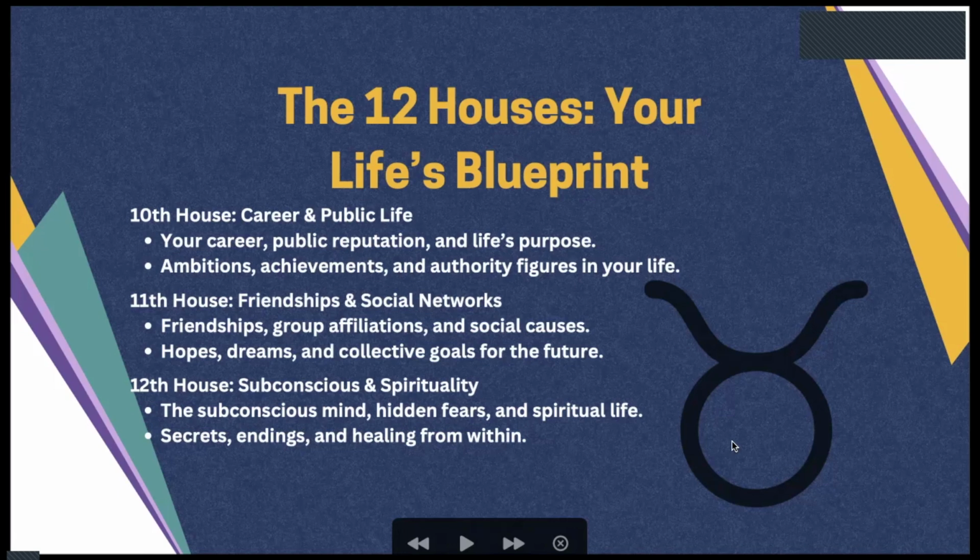The house of the ending of cycles. The house of, nobody really knew I was struggling, but I had to fight on my own from the bottom to really make it, those hidden battles that I had to win. That's the 12th house. It's also the house of dreams. It's a house of mental institutions, asylums, right? Intuition.